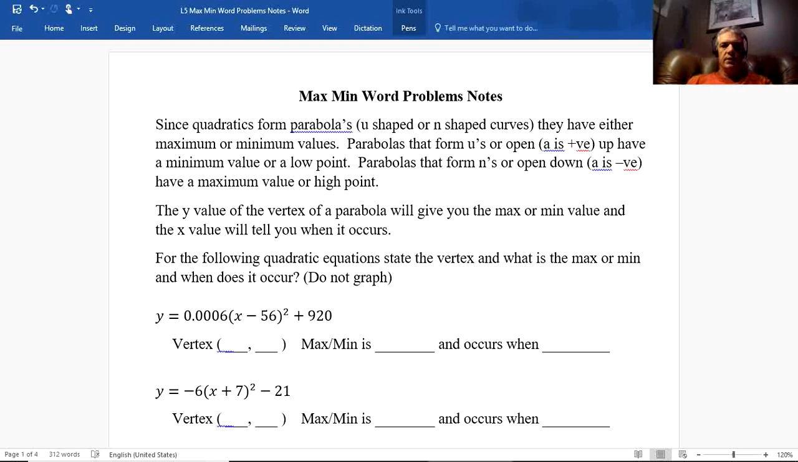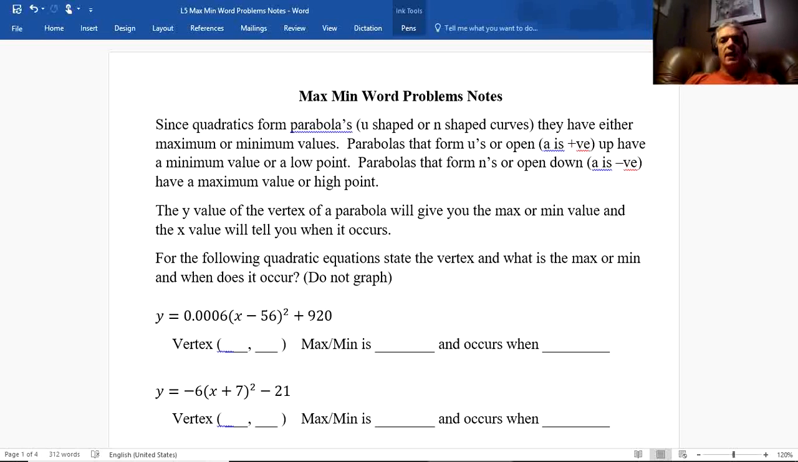All right, welcome to this lesson on maximum and minimum word problems. This is really taking quadratic equations and bringing everything together. So for the first time, we're bringing it together and putting it to some sort of useful sense, and showing you how quadratic equations can be used to solve different types of problems that might exist, okay?